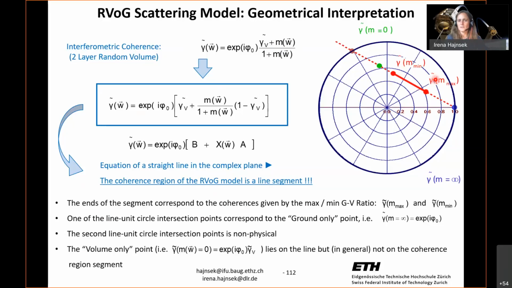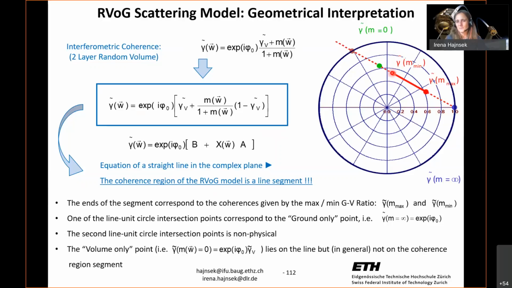Then one of the line unit circle intersection points corresponds to the ground only. This is our blue point that you see here, which is the highest coherence and zero phase point. This is something you get if you just prolong this. So what we have from the model is the gamma min and gamma max of M, not M min and M max, not gamma. Gamma is the total coherence.